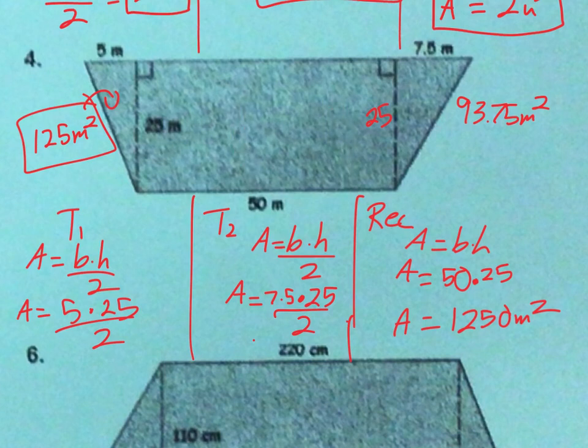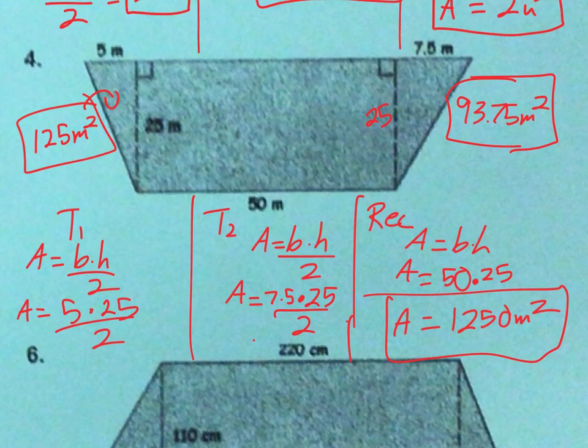Now we need to add some things together. I'm going to identify the things that we're adding together. So we're going to go 125 plus 93 and 75 hundredths plus 1,250, and we get this number. And I'm going to write it really big right here. 1,468 and 75 hundredths meters squared. That right there is my answer.